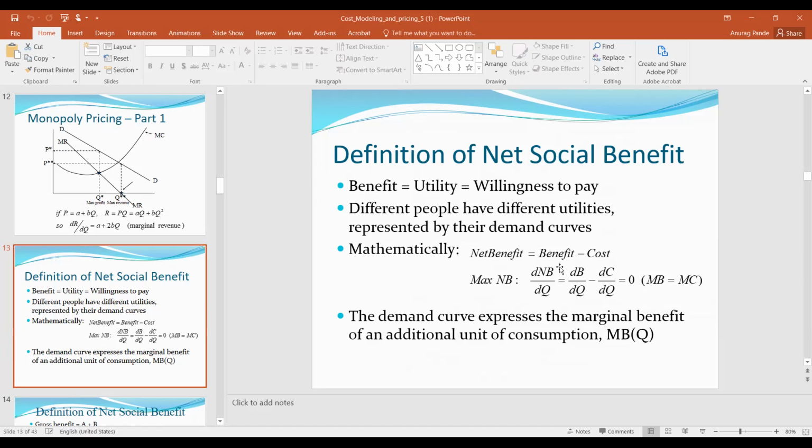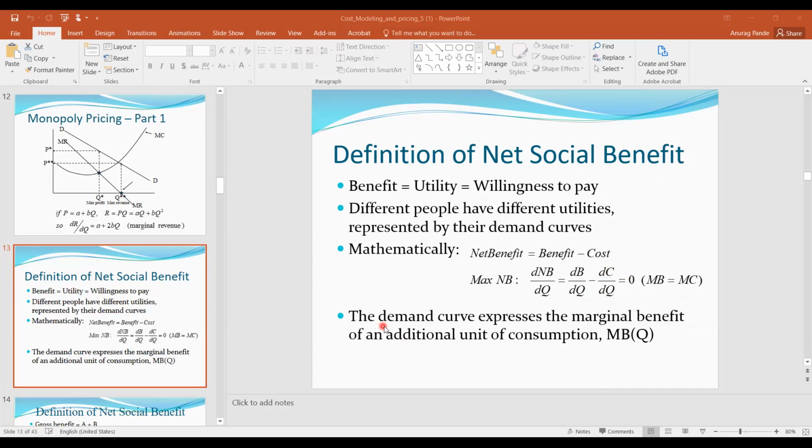And if you want to maximize the net benefit, you're going to do benefit with respect to the quantity produced minus the cost with respect to the quantity produced. Then you take the derivative of both and set that equal to 0. Okay. And when you do that, essentially what you get is this equation, which is marginal benefit, MB, the derivative of benefit with respect to Q, equal to marginal cost, dC over dQ, which is the cost of producing one additional unit.